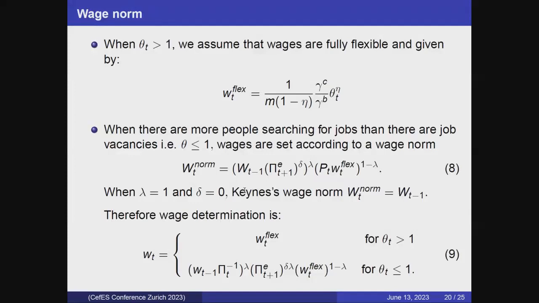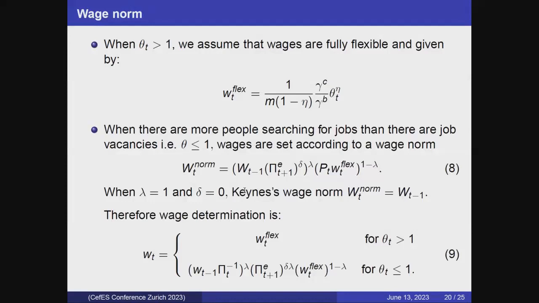So what is this? Wages go backward. They depend on the past. They depend on expected inflation. There is some anchoring through the delta. And they can depend on the flexible wage. So there is this component, which is a bit more neoclassical, as in the previous model, I would say. You can see that when lambda is equal to 1 and delta is equal to 0, you have the wage norm of Keynes, in which wages don't go below the previous level in nominal terms, okay? So our wage norm is a bit more sophisticated.